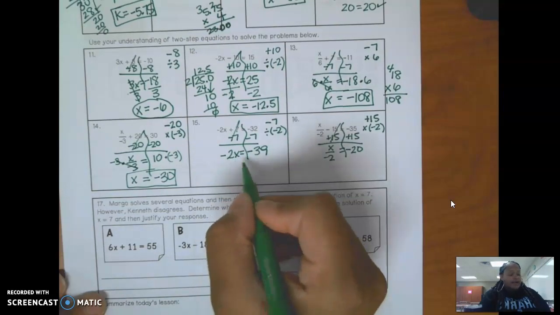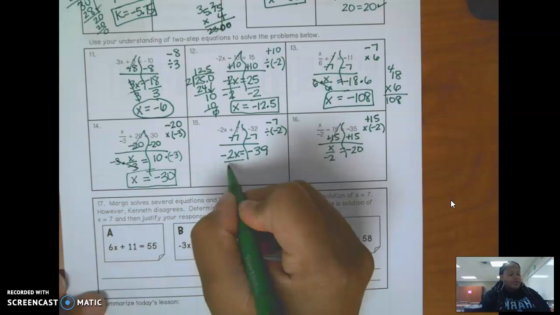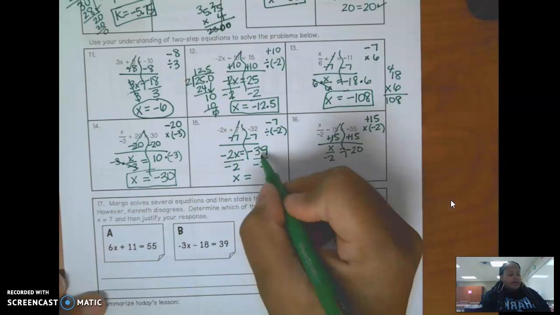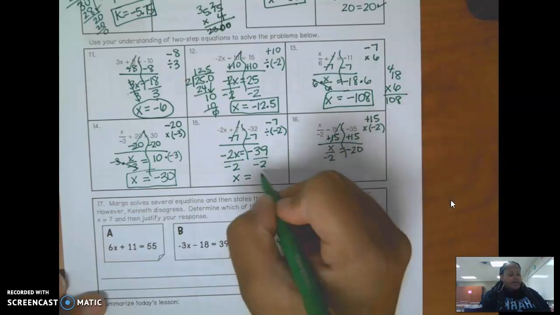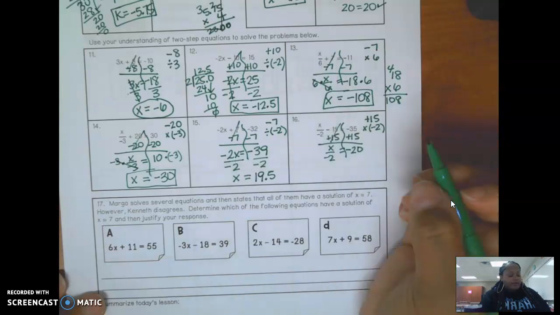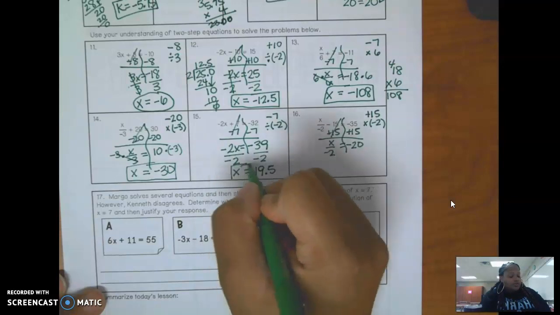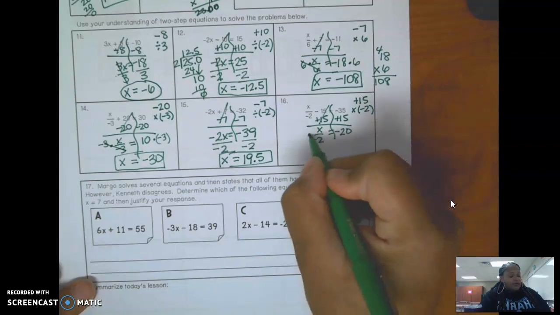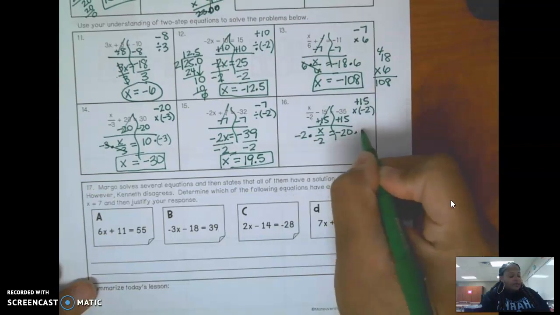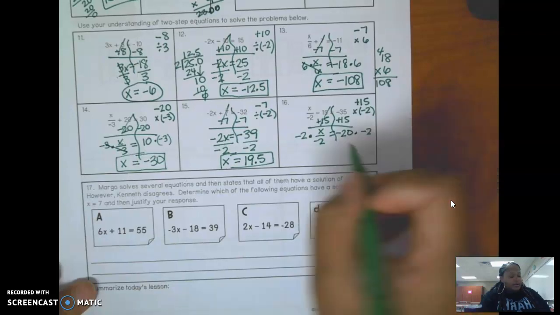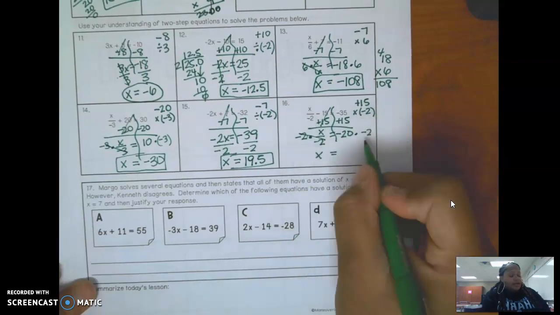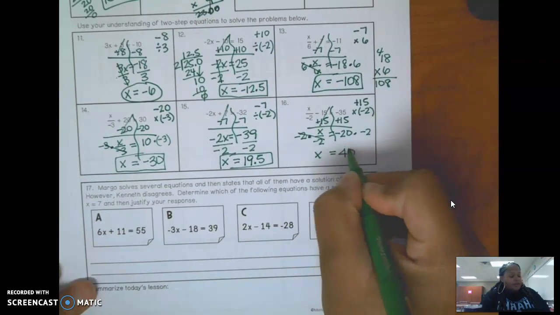Negative 2 times x, so to undo multiplication by negative 2, we have to do division by negative 2 on both sides. X equals negative divided by negative is a positive, and half of 39 is 19.5. And the last one, in order to undo division by negative 2, we have to multiply by negative 2 on both sides, just like we just did on the other problem. Well, we divided here, but now we're multiplying. These negative 2's cancel out. X equals negative 2 times 20, which is positive 40.